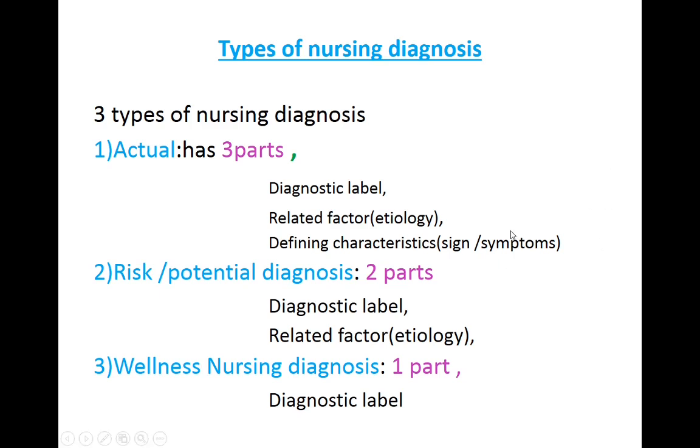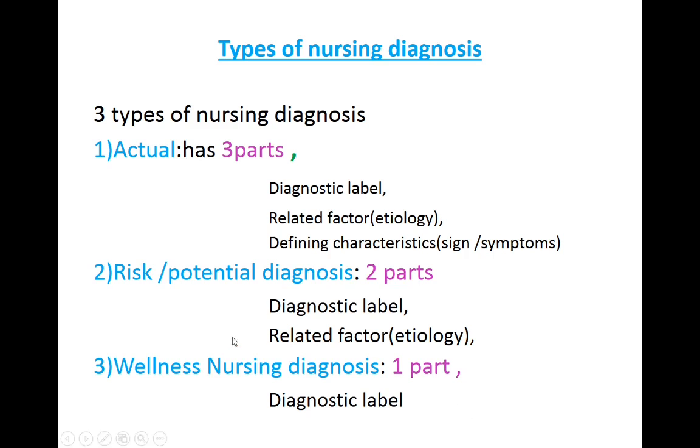In the beginning I told you there were actual, potential and wellness diagnoses. This is a wellness nursing diagnosis, for health promotion. You see, in the actual nursing diagnosis you have the diagnostic level, that is the problem, the related factor, the etiology, and the defining characteristics. These three things, are you clear with that example I have given? Are you clear?